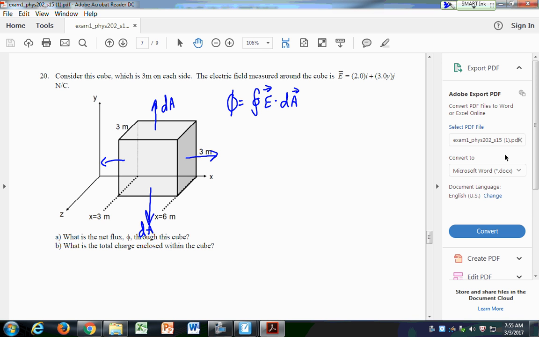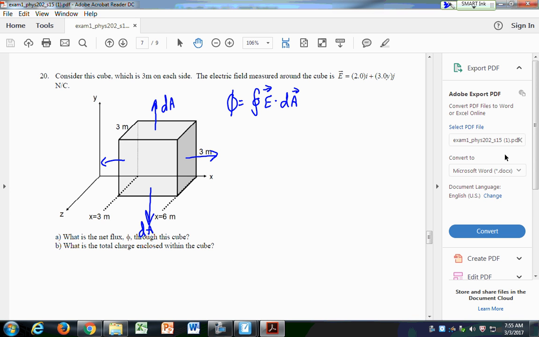Now, some of your faces won't have a flux because the field lines just won't go through those faces, so I won't have anything that is parallel with the area vector. So you want to look at our electric field. Here I have a component of the electric field that's in the i direction. So this electric field will interact with this area vector in our dot product, right? Because i dot i is equal to 1, i dot j is equal to 0, i dot k is equal to 0. This component of my electric field will interact with these components of my area vectors and give me a non-zero flux.